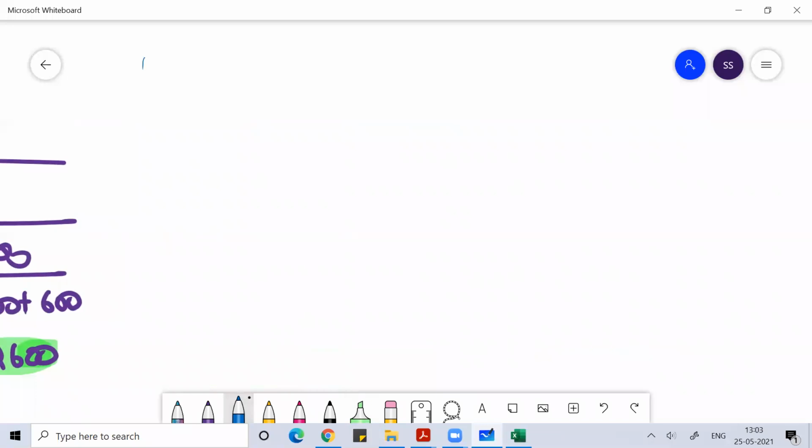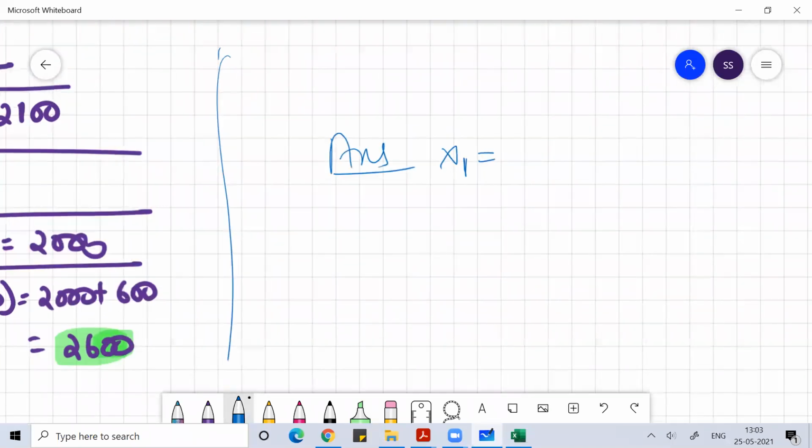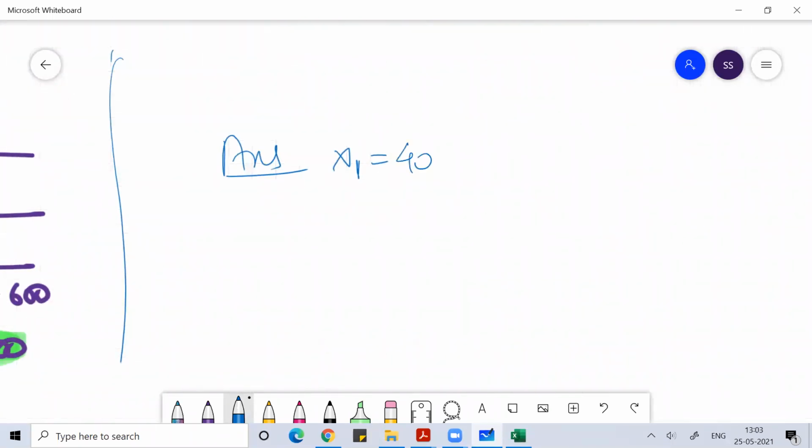Your final answer: the value of x1 is 400, the value of x2 is 200, and the z value you're getting is 2600.